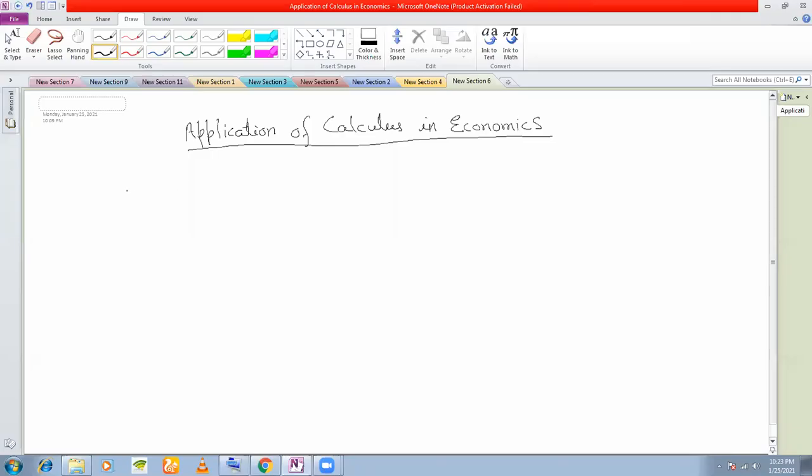In application of calculus in economics, the first thing that you need to know is the cost function. What do you mean by cost function? So I say let X be the number of units produced.